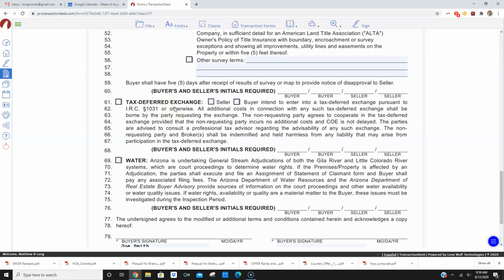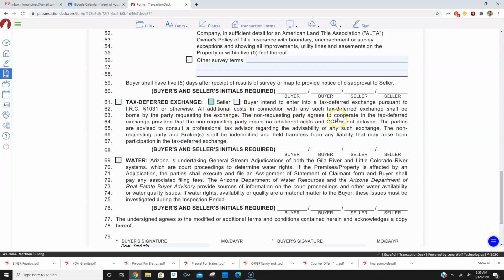Tax deferred exchange. If your client is doing a 1031 exchange, either way, you need to disclose that, enter into a tax deferred exchange pursuant to IRC 1031 or otherwise. All additional costs in connection with any such tax deferred exchange shall be borne by the party requesting the exchange. So if your buyer is using it, they're going to pay. If your seller is using it, they're going to pay.